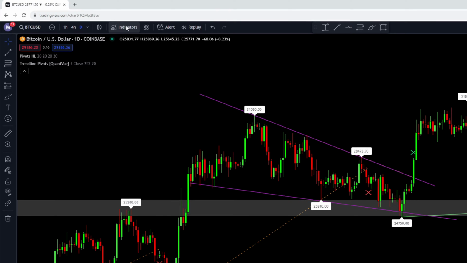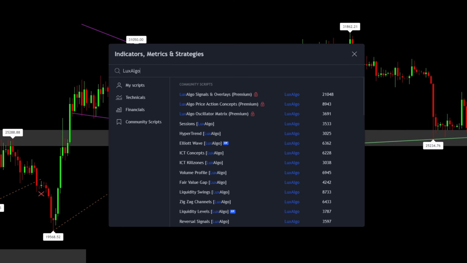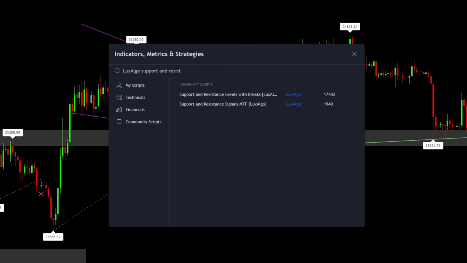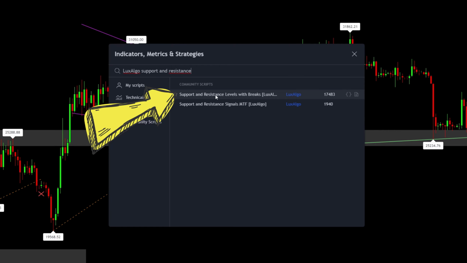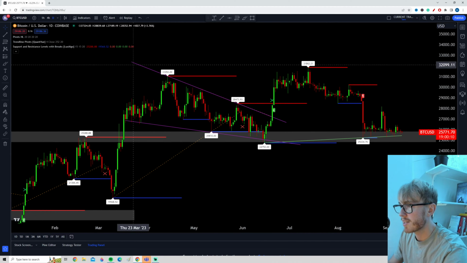So let's go up here to the indicators tab once again, and let's search for Lux Algo support and resistance. And as you can see, you do want to use this indicator at the top called support and resistance levels with breaks. So as you can see, now a few red lines and blue lines appeared on the chart.